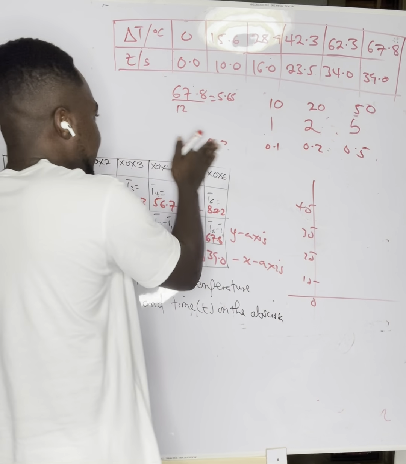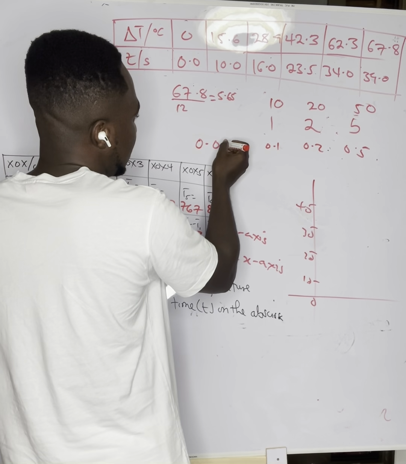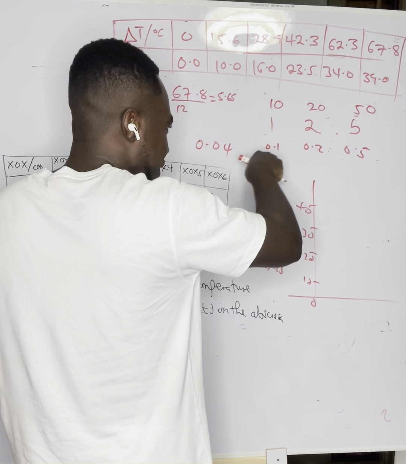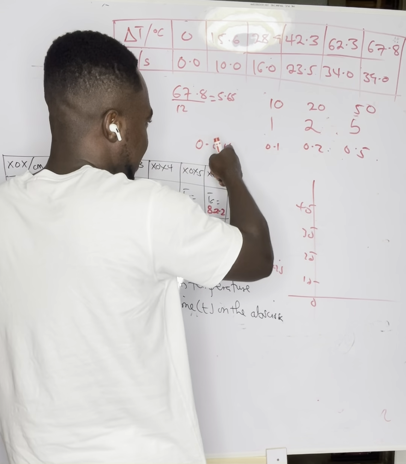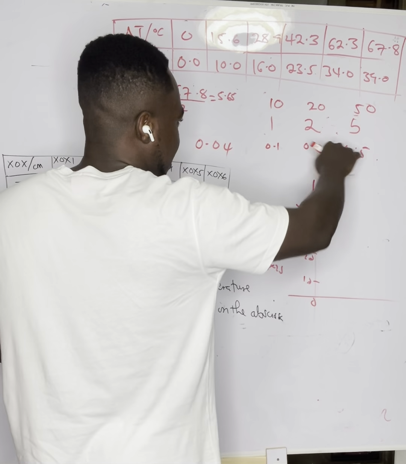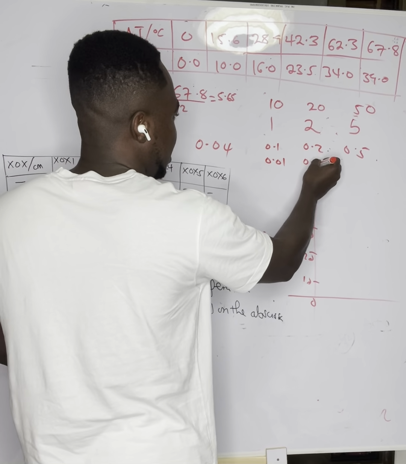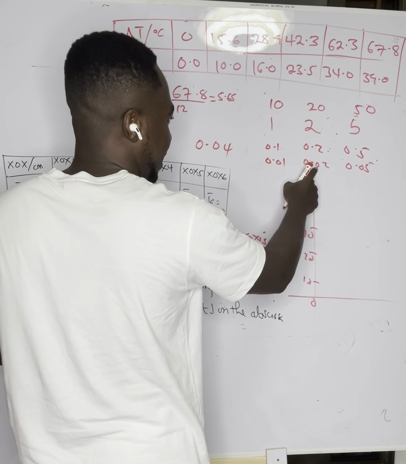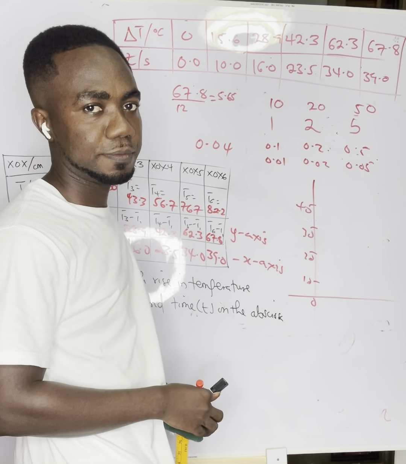Or assuming we had 0.04, 0.04 is not within this range. So to get the value for 0.04, you need to decrease all these by dividing again by 10: 0.01, 0.02, 0.05. You can see this is more than that, more than this, but it's less than this, so you choose 0.05 as your interval.